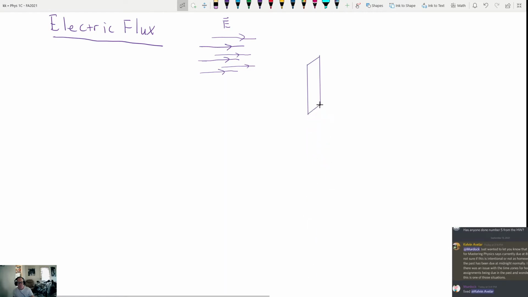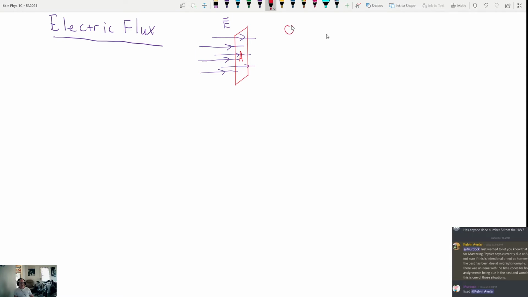Okay, so we take a sheet, and we're going to orient it so that it is perpendicular to the field lines, and we're going to say that it has an area A. We're going to put it into our electric field, like right here, and make it so that the field lines pierce the sheet perpendicularly. If the field lines go straight through like this, then we can define electric flux.